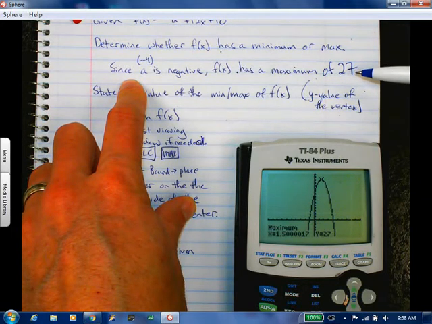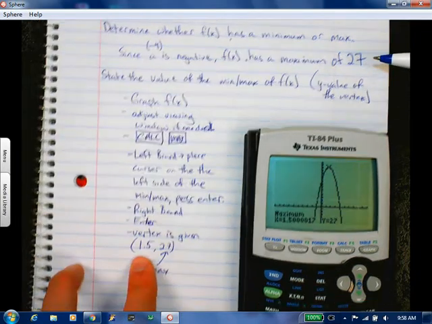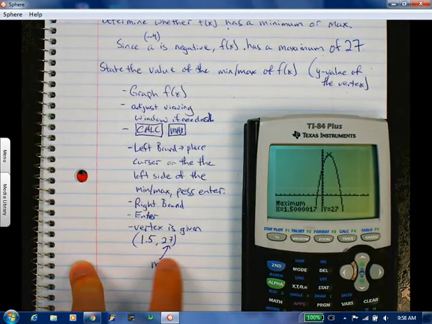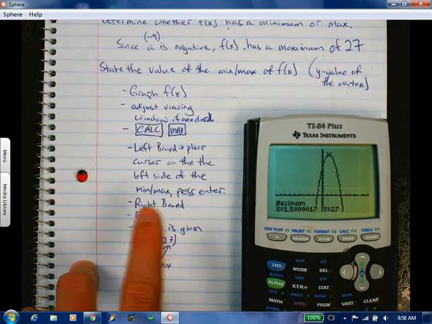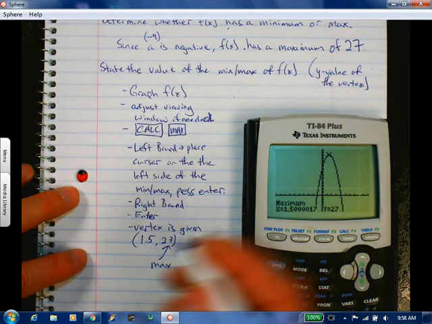Now if the x is time, at what time does the maximum occur? 1.5 seconds. Okay, so the x value tells you when the maximum occurs. The y value tells you what it is. The x is when it occurs. The y value is what it is.